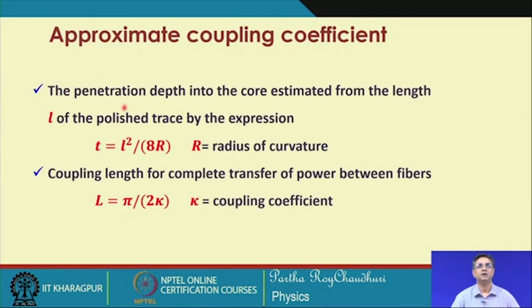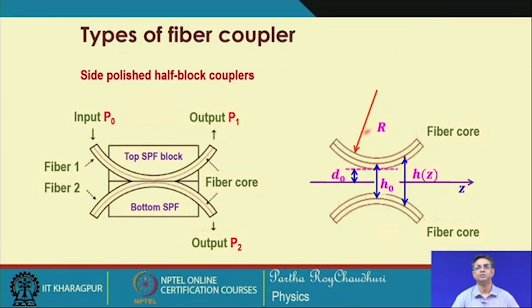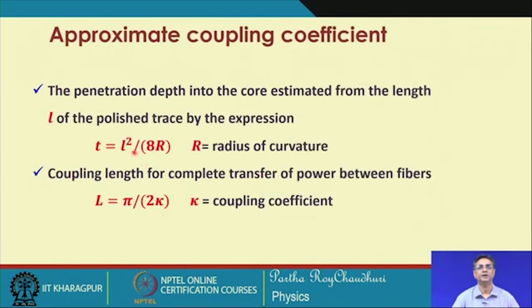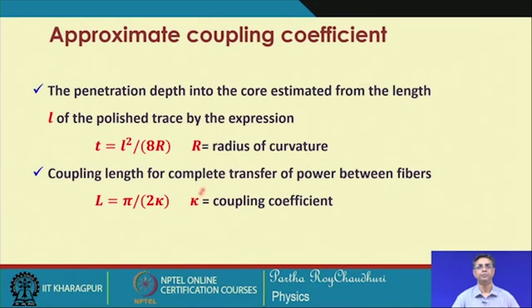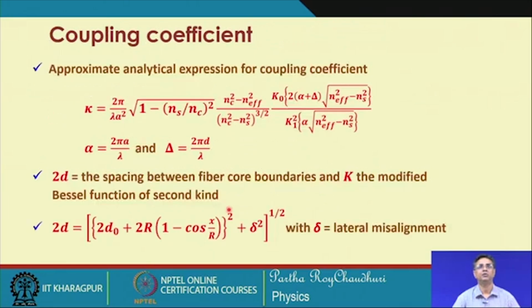We will see that the penetration depth into the core is estimated from this figure. From this figure, numerically, theoretically, you can estimate the depth of penetration, where r is the radius of curvature. I think we have shown this is the r radius of the curvature, and the coupling length for the complete transfer of power between the fibers. This we have discussed in the coupled mode theory, the length over which the complete transfer of power takes place defines the coupling length L or LC, where kappa is the coupling coefficient.